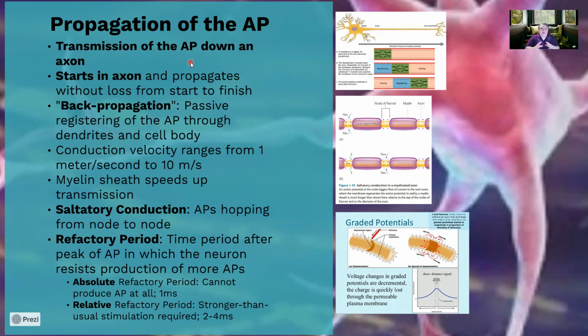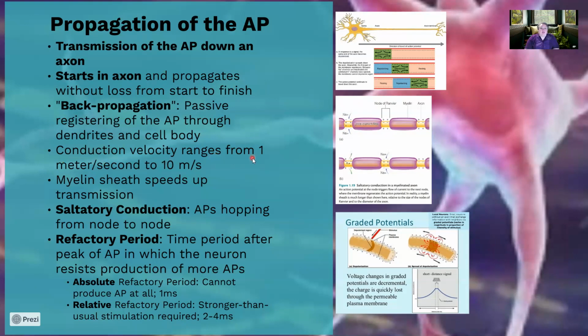That being said, an action potential is going to send a signal to the next neuron that it needs to be sent to. In order to get into the neuron, it does have to pass through the cell body and the dendrites, and that is considered back propagation. When it's entering the next neuron, it's passively registering that action potential through those parts of the neuron. So the cell body and the dendrites aren't really doing anything with the action potential other than letting it go through.